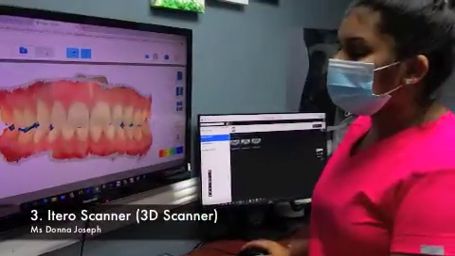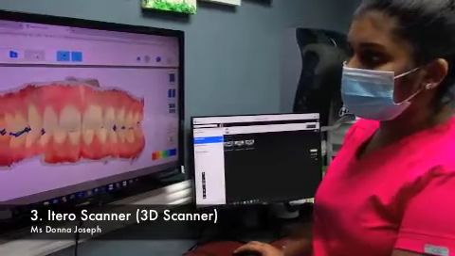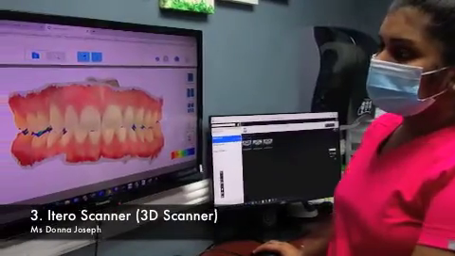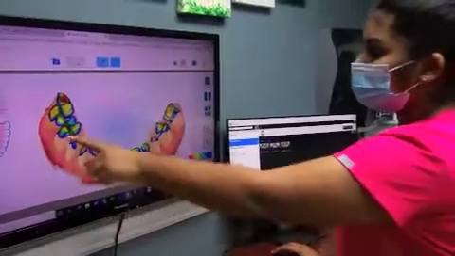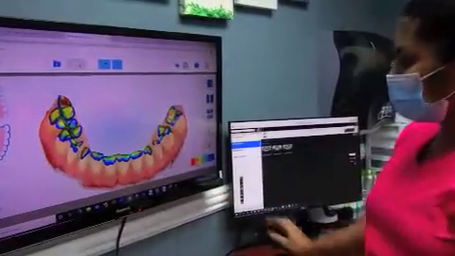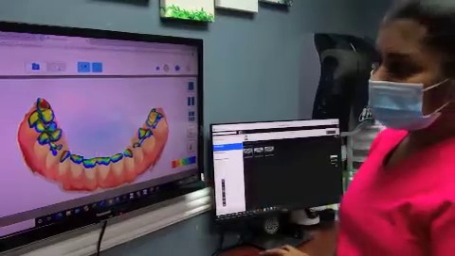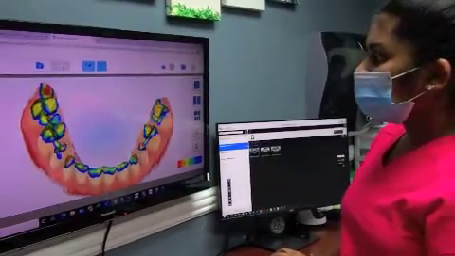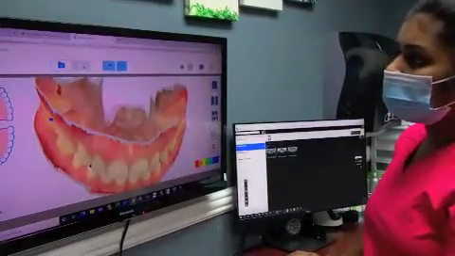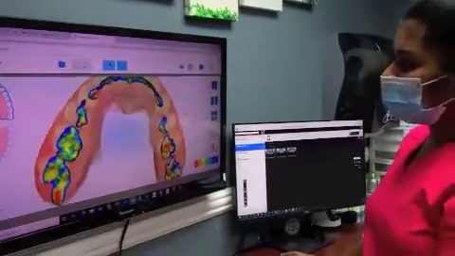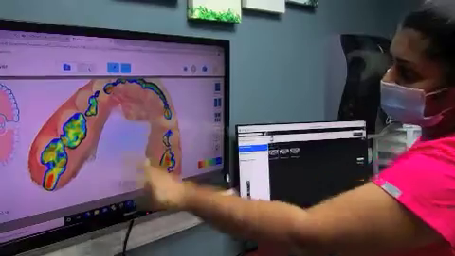Alright, so this is one of our patients. We did one of our scans for her. The iTero scanner helps us to show the occlusion, the bite, where the patient has heavy contact. Where you see the red is where the patient is contacting heavily. So this patient here has heavy contacts to the back. And let me show you the top as well. So you'll see here where her contacts are very heavy.